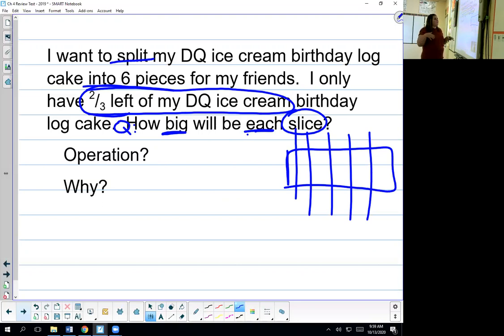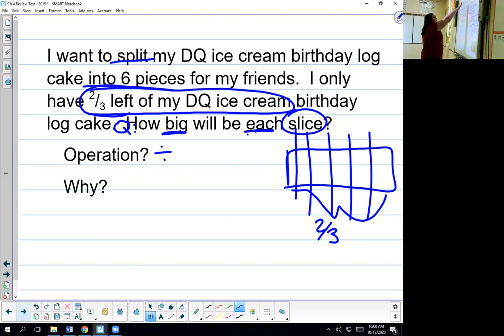I only have 2/3 of my cake left. I'm assuming that these are inches or whatever. So what would be how big the pieces would be? I'm splitting it into pieces. So it should be division, but the problem is where are you starting out with? Well, out of this cake, it's 2/3 of a foot, inch, I don't know, it didn't say. And I'm going to split it into 6. Literally, the question says it.